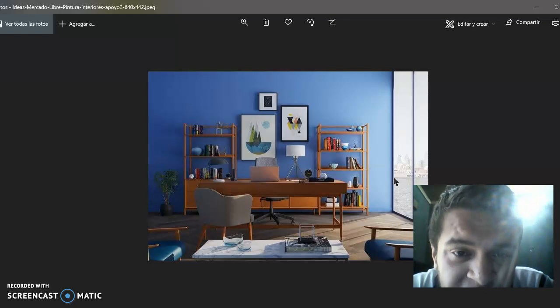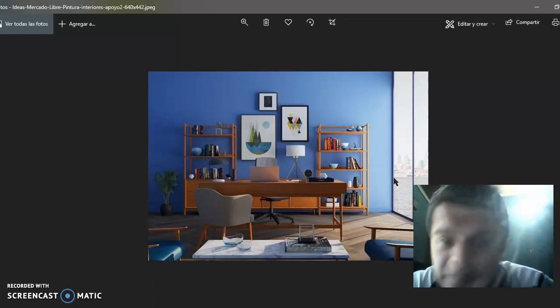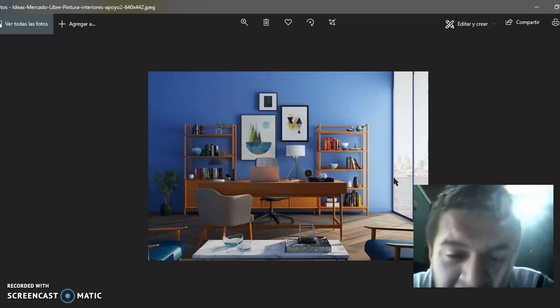There are a lot of books over on the shelf. There are three pictures on the wall. There is a white lamp, and there is a black lamp as well.